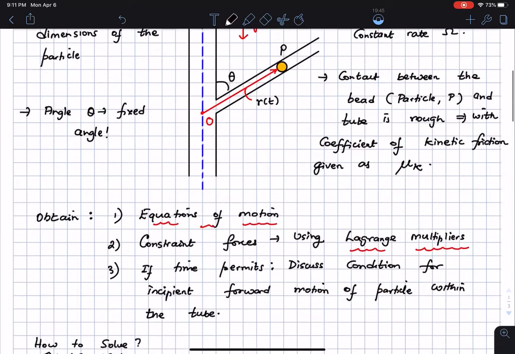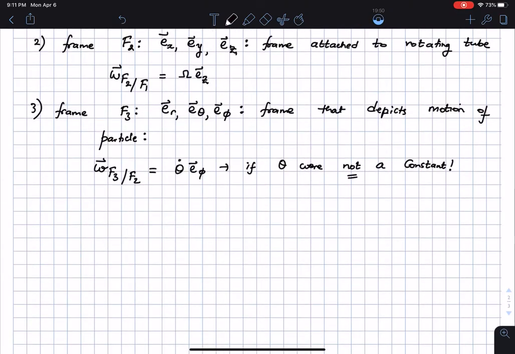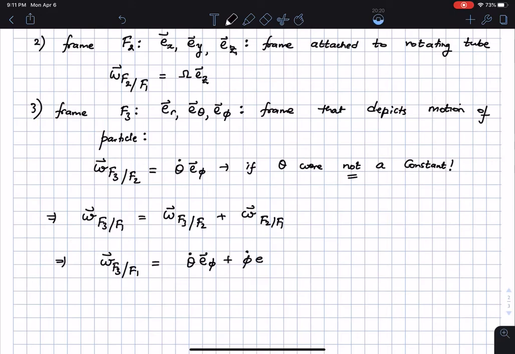This is something that we will notice at the beginning of the problem. Omega of frame 3 with respect to frame 2 is known, which means that omega of frame 3 slash frame 1 is omega of frame 3 slash frame 2 plus omega of frame 2 slash frame 1. So omega of frame 3 relative to frame 1 is going to be theta dot in the E phi direction plus phi dot in the EZ direction.